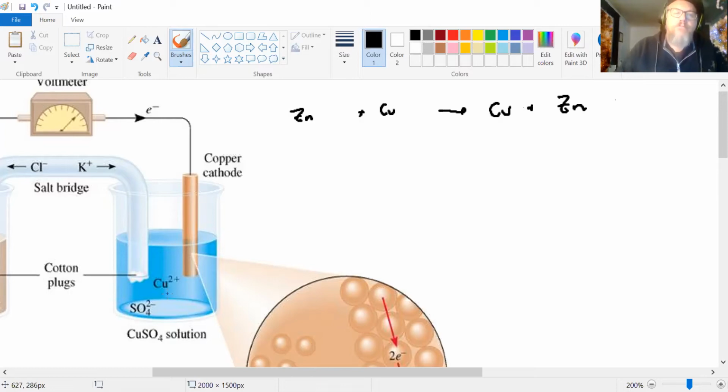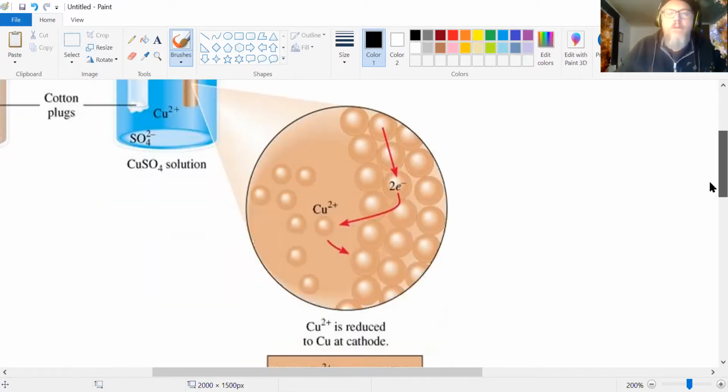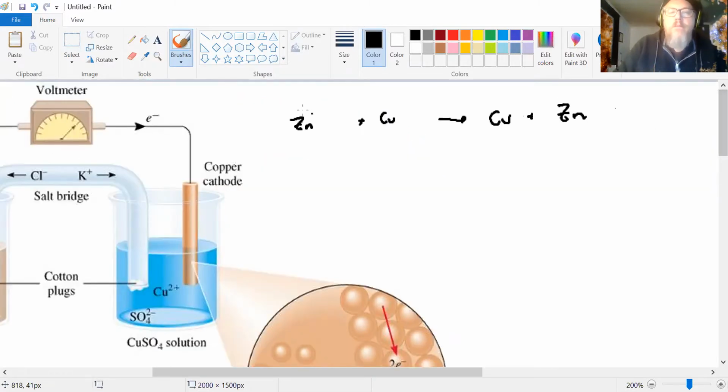In the picture, copper is going to come in as an ion. I'm going to put plus 2 here. And here's zinc as a solid, the bar. Zinc is going to basically donate its 2 electrons to copper. In doing so, copper becomes a solid and is going to be deposited on the bar.